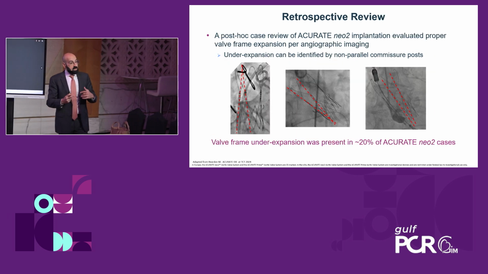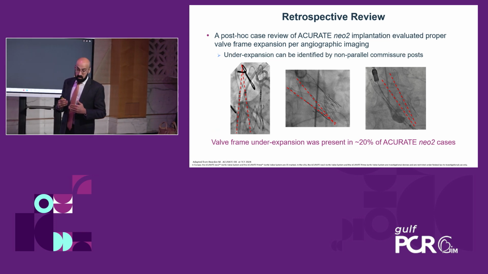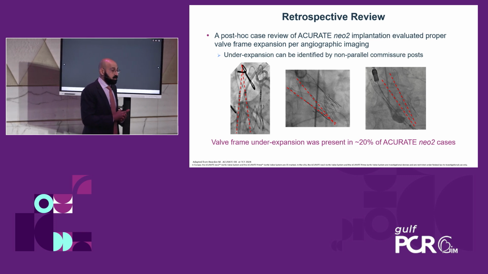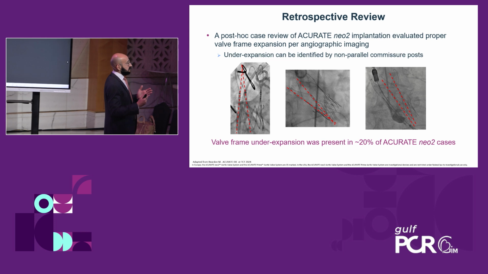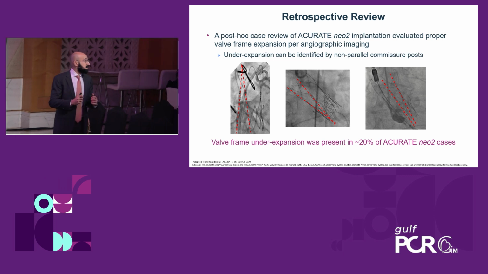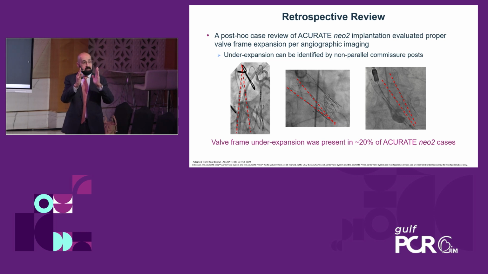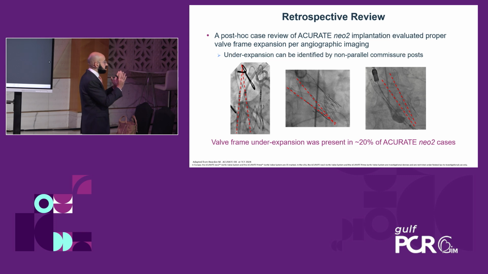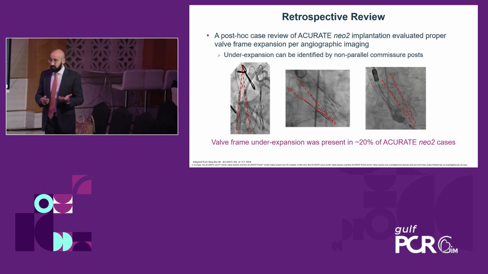In the retrospective analysis in the core lab, they found that about 20% of patients had valve underexpansion. So how did they define that? There are multiple ways to define it, and we'll touch base on that. But one of the ways is not having the posts facing each other in a parallel way. If you don't have parallel posts, that's a sign of valve underexpansion. Did that affect outcomes?